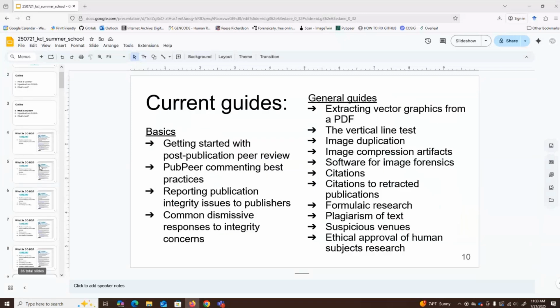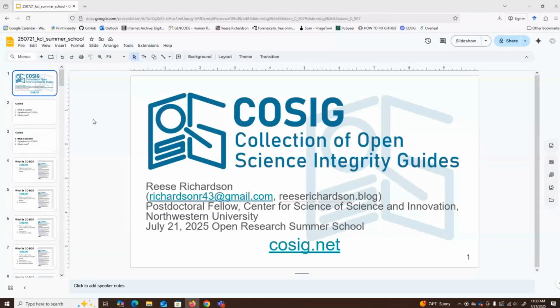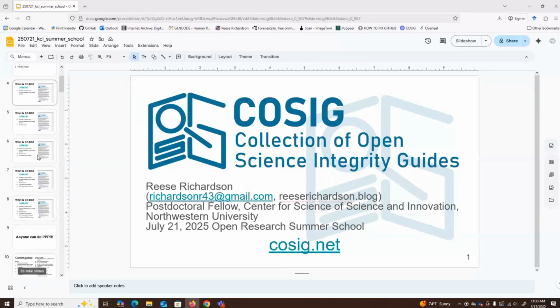The admin one. admin@cosig.net will reach all of the maintainers. You can also email me at richardsonr43. You can reach us on the GitHub page. But yeah, admin@cosig.net is probably the best way to reach out. And if you don't hear back from us, feel free to pester me or anybody else. We're not hard to get a hold of, honestly.